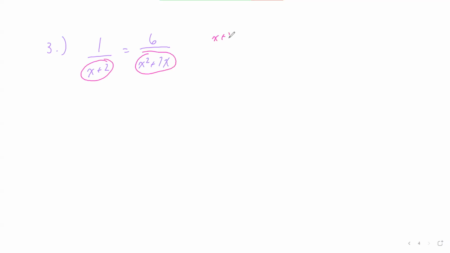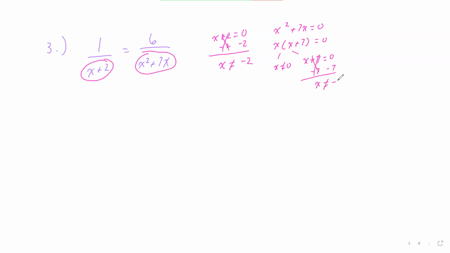So we have 1 over x plus 2 equals 6 over x squared plus 7x. So my first task is to figure out what x cannot be. So that's going to be x plus 2 equals 0. So I'll subtract 2. So x cannot be negative 2. And then I have x squared plus 7x equals 0. So I'll factor this first. So it gives me x and x plus 7. And I'll set each factor equal to 0. x can equal 0. Subtract 7. And x can't equal negative 7. So x cannot be the value of negative 2, 0, or negative 7.